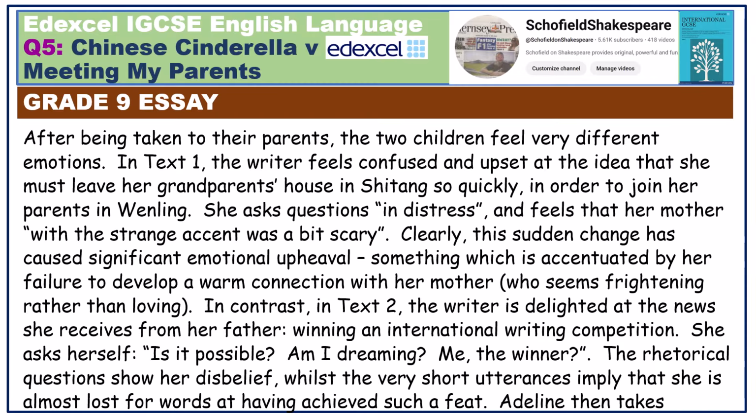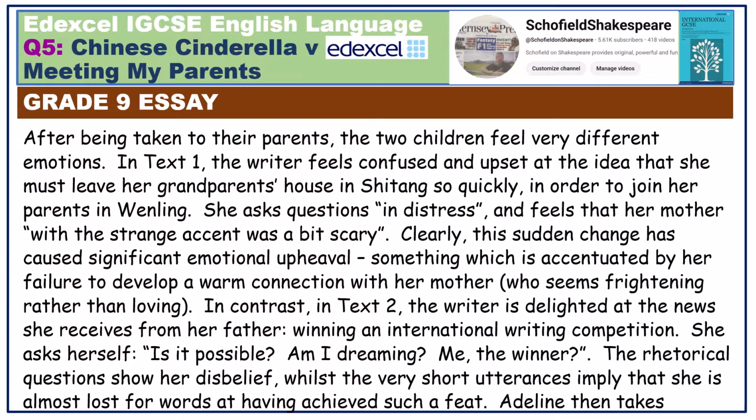After being taken to their parents, the two children feel very different emotions. In text 1, the writer feels confused and upset at the idea that she must leave her grandparents' house in Shitang so quickly in order to join her parents in Wenling. She asks questions in distress and feels that her mother with the strange accent was a bit scary. Clearly, this sudden change has caused significant emotional upheaval, something which is accentuated by her failure to develop a warm connection with her mother, who seems frightening rather than loving.